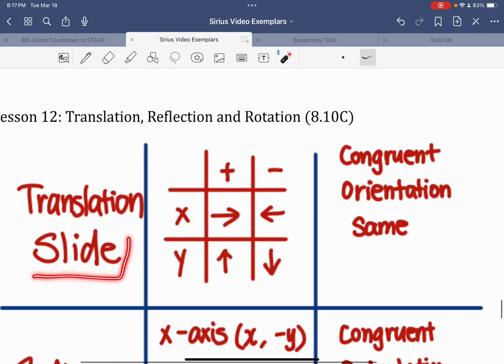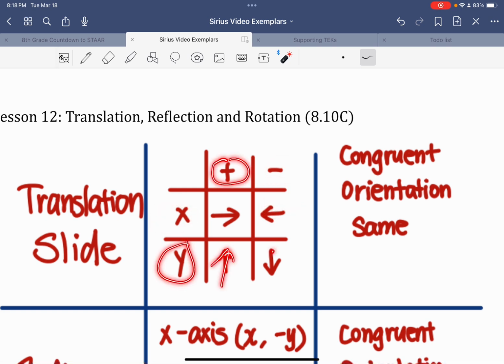Translation is a slide of a figure. That means you're moving a figure either left, right, or up, down on a coordinate plane. We always use a tic-tac-toe chart like this to represent the slide, the way that you slide, and the operation that you will do. Translation, you will always either add or subtract because you move the shape left, right, up, down by units, right? So when you go right, it will be x plus. When you go left, it will be x minus. When you go up, it will be y plus. When you go down, it will be y minus.